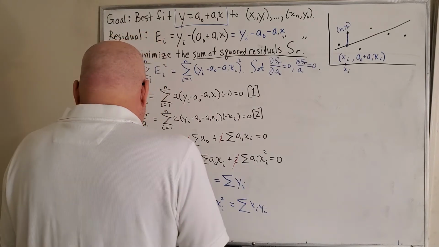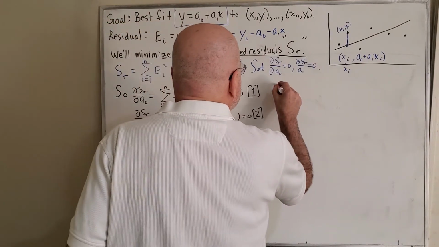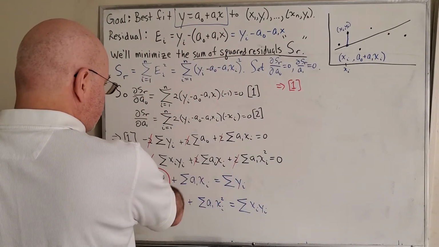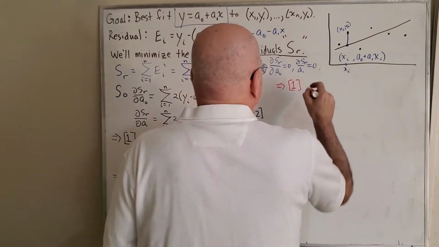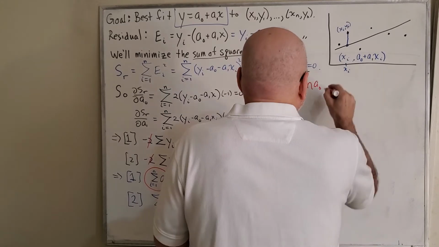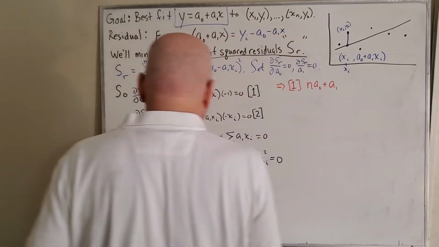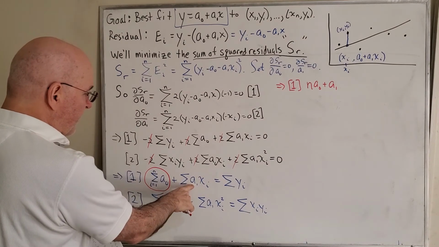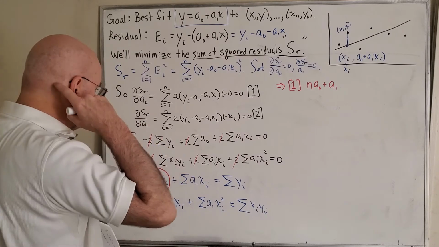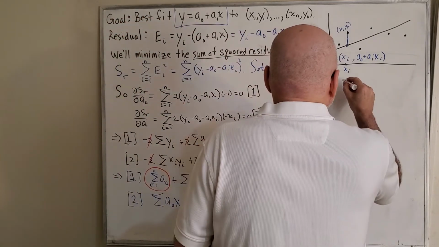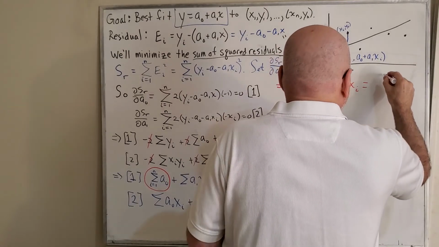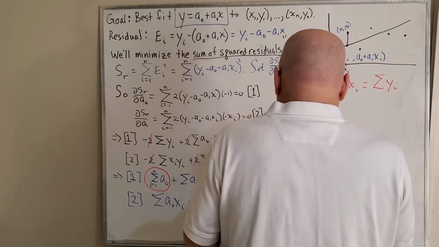Maybe I'll change over to red. So we get, just simplifying these terms, we get n A0 plus A1, and all I'm going to do here is pull the A1 out. It's a constant. You can just pull it out in front of this. So it's going to be A1 times the sum of the xi's. And that's equal to the sum of the yi's.